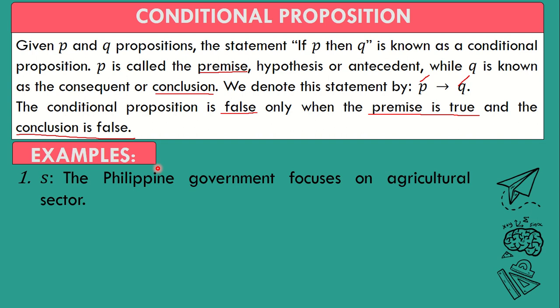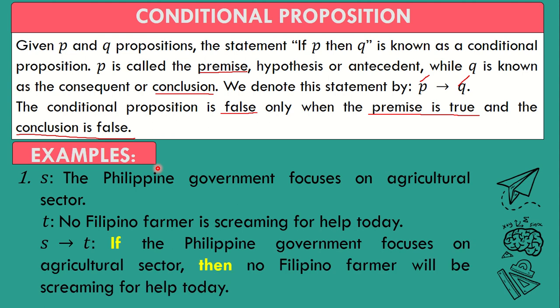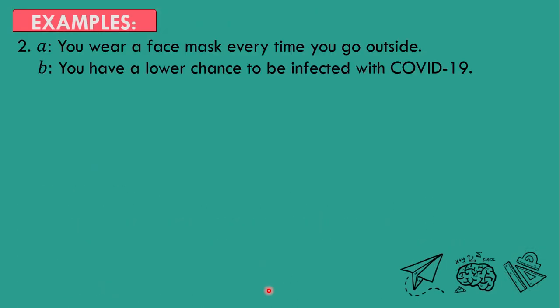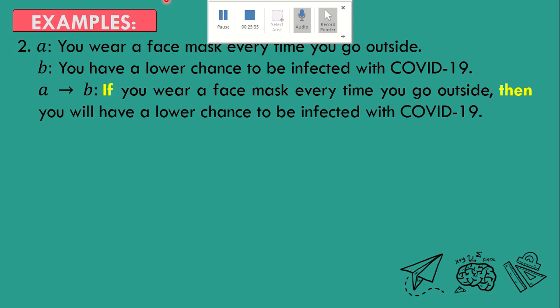Let's have an example. The Philippine government focuses on the agriculture sector. No Filipino farmer is screaming for help today. So if the Philippine government focuses on the agriculture sector, then no Filipino farmer will be screaming for help today. So we have the premise here, and then we have the conclusion. Another example: if you wear a face mask every time you go outside, then you will have a lower chance to be infected with COVID-19.